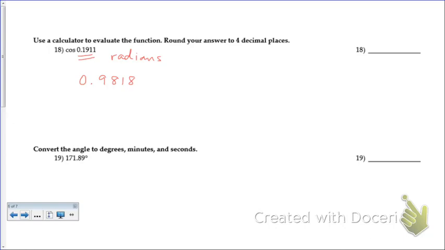19, convert the angle to degrees, minutes, seconds. Again, you can do that with your calculator, but I can show you the long way here real quick. You're going to start with 171 degrees, and you're going to leave that part. That's already in degrees. We want to change this guy to minutes and seconds. So we have our 0.89, and because that's in degrees, there's 60 minutes in 1 degree. So we're going to multiply by 60, and you get 53.4.